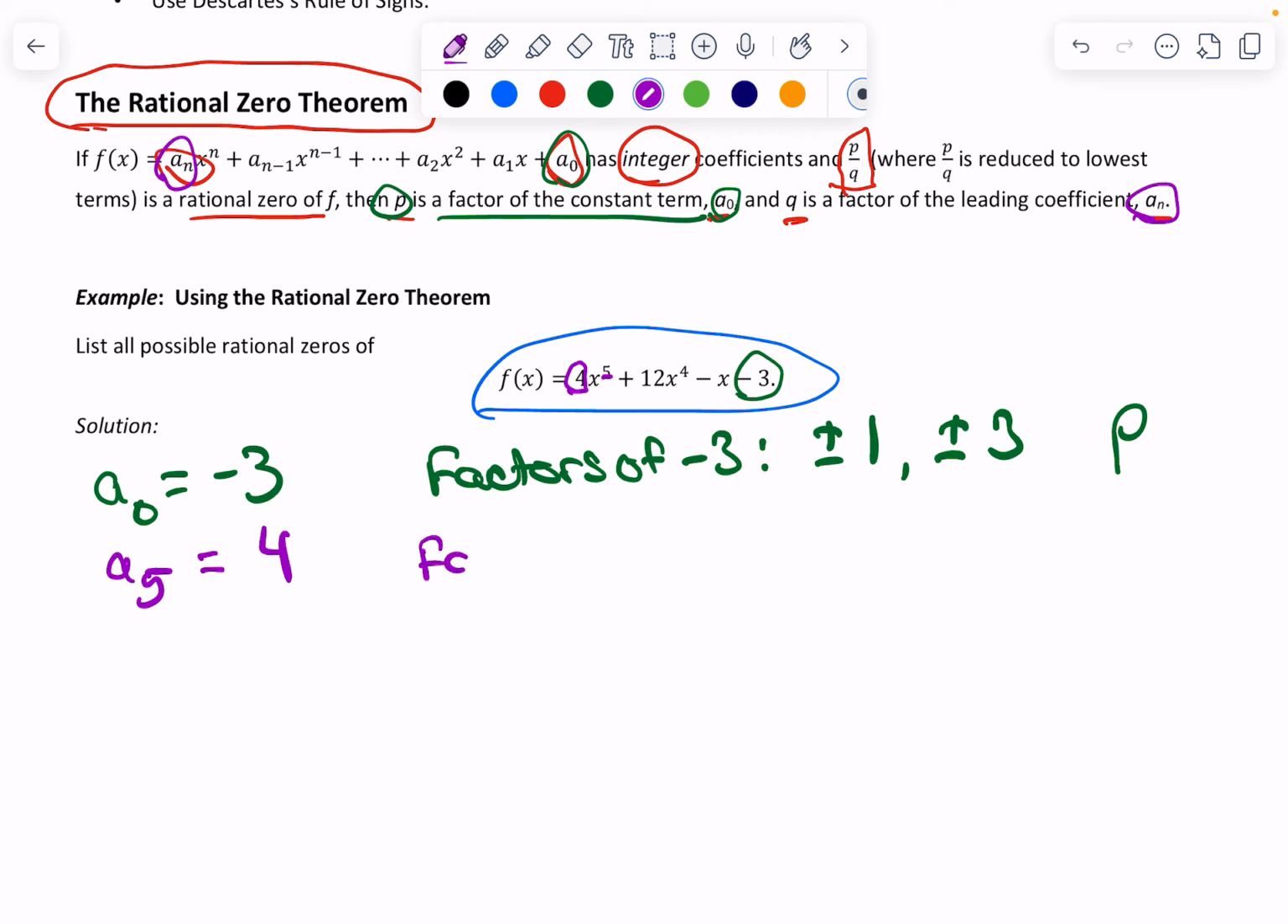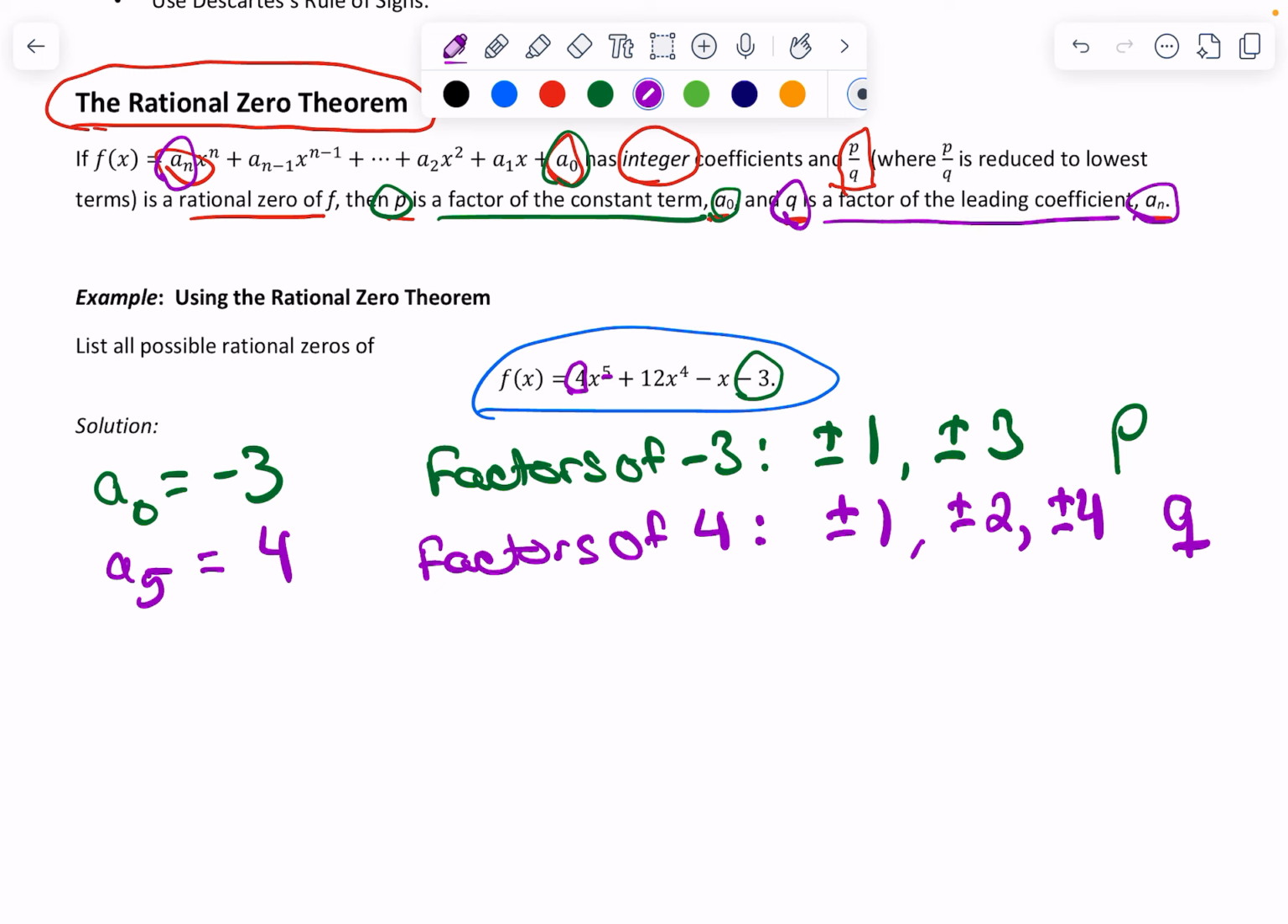Now, factors of 4 would be positive and negative 1. And the other one would be positive and negative 4. 1 times 4 is 4. Negative 1 times negative 4 is 4 as well. And the other factor would be positive and negative 2. And these are possible q's. So q is the factor of the leading coefficient.